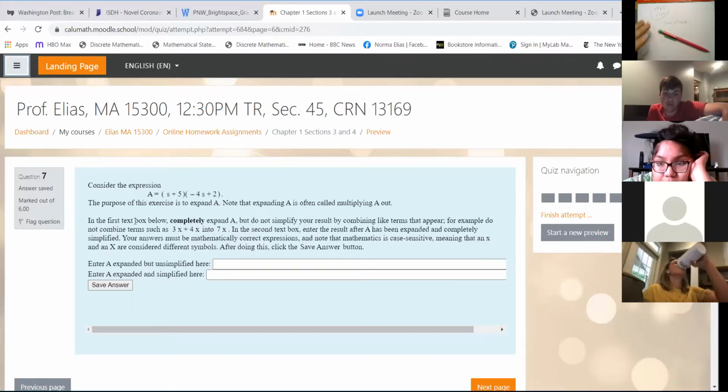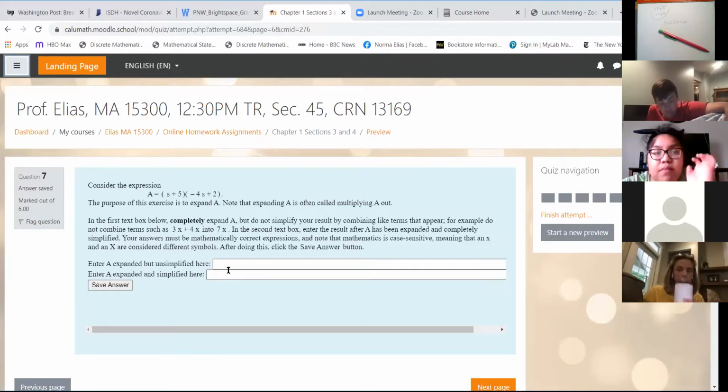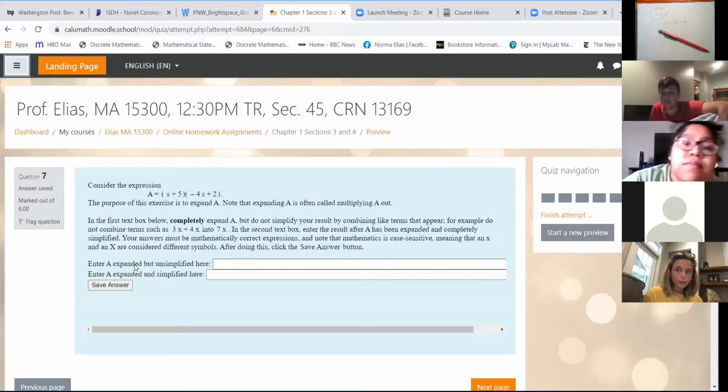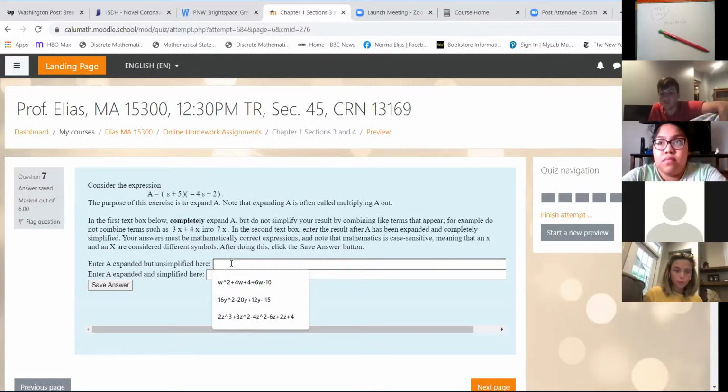They tell you in the first text box, completely expand, but do not simplify your result by combining like terms that appear. So they just want you to distribute only. And in the second part, they want you to combine like terms. That's a simple problem, but let us see what happens here. I'm going to do it and I'm going to make mistakes, so you see what happens.